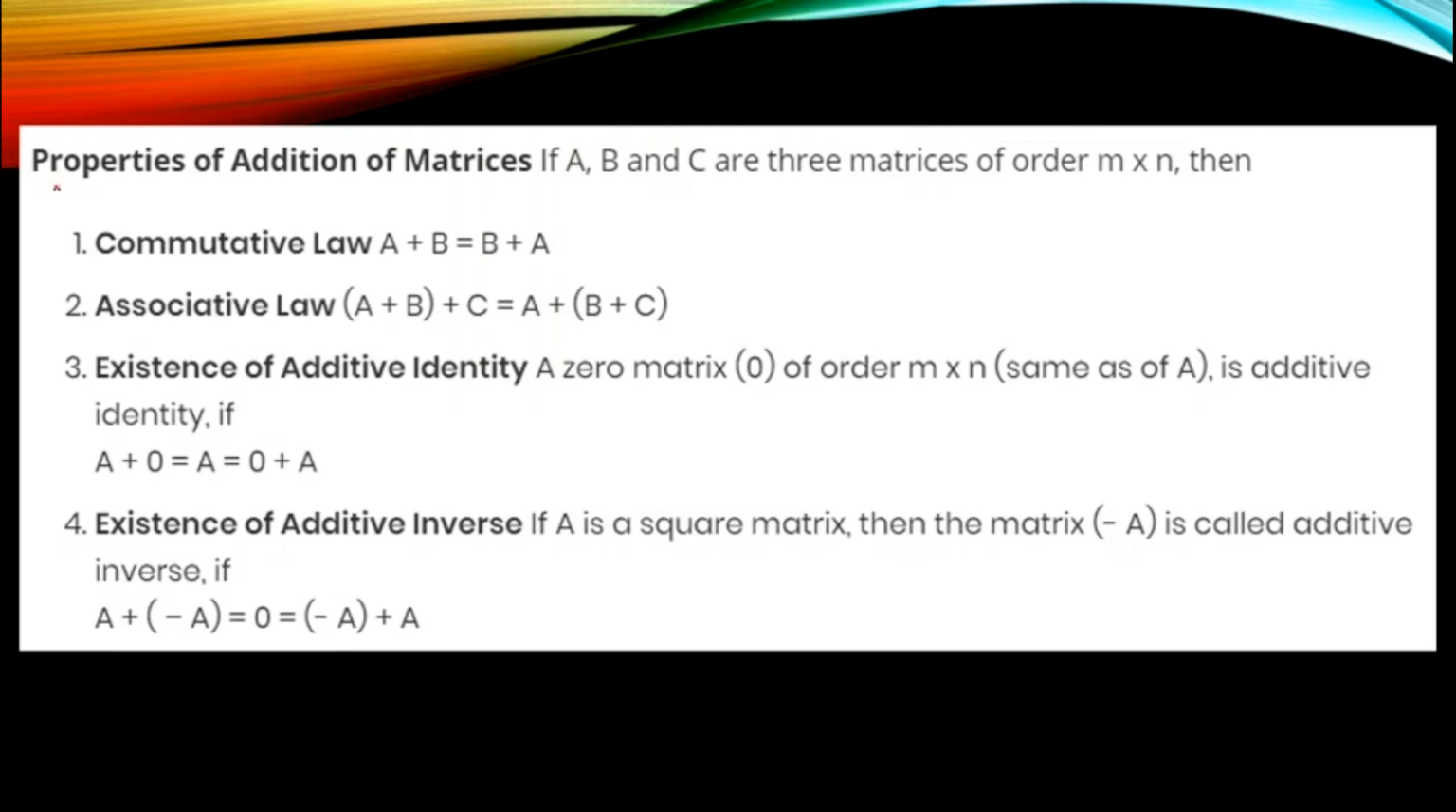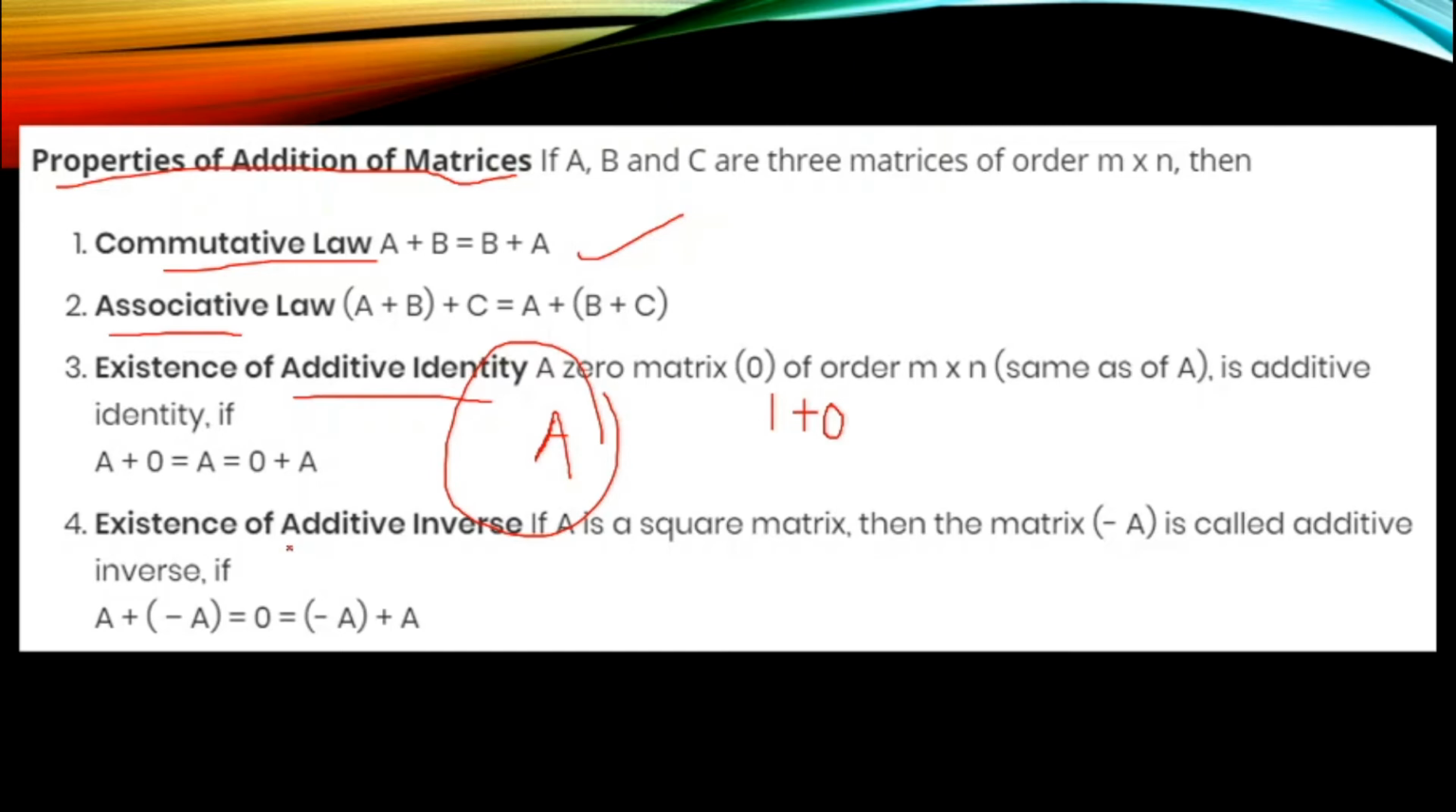Here are some properties of addition of matrices. Commutative law, that is A plus B equal to B plus A. When you add two matrices A plus B and B plus A, you get the same, it's equal. Associative law, same: (A plus B) plus C equal to A plus (B plus C). Existence of additive identity is nothing but this: when you add a zero matrix with your existing matrix, you get your matrix itself. You remember 1 plus 0 is 1 itself, and 0 plus 1 is 1 itself. It's nothing other than that.